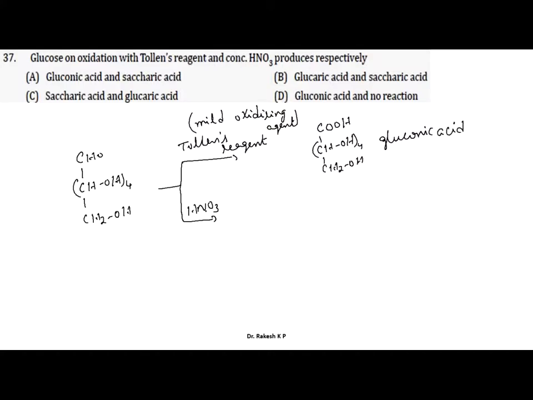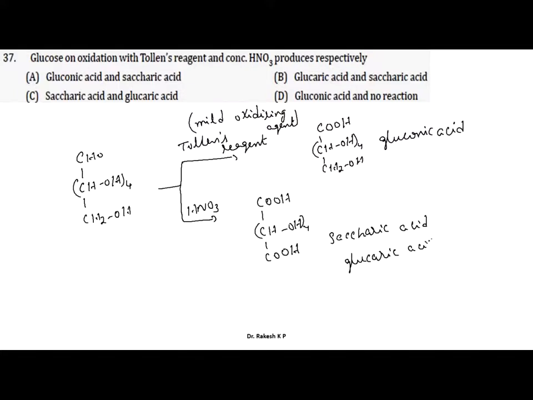So coming to this one, we know that it is a strong oxidizing agent which oxidizes the aldehyde group, and also it oxidizes the primary alcohol. The terminal alcohol will again change to the carboxylic acid, that is this one. So it is also called the saccharic acid. This saccharic acid is also called glucaric acid.